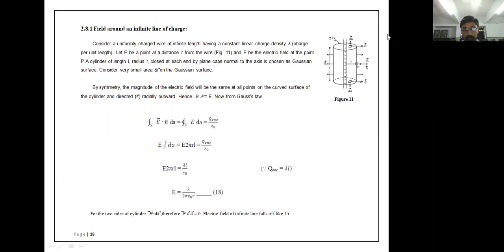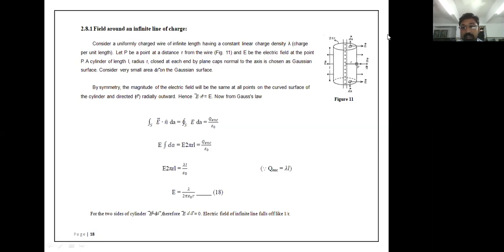Now next is the field around an infinite line of charge. In this case, we have to find the electric field as well as electric flux due to an infinite line of charge. Consider a uniformly charged wire of infinite length having a constant linear charge density lambda. Charge density means charge per unit length.